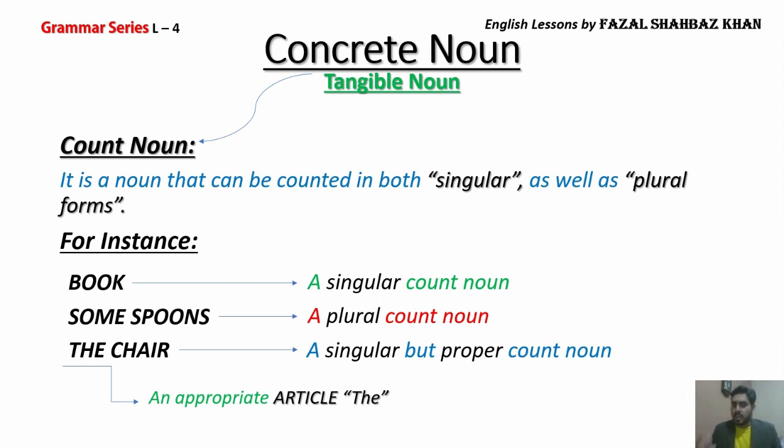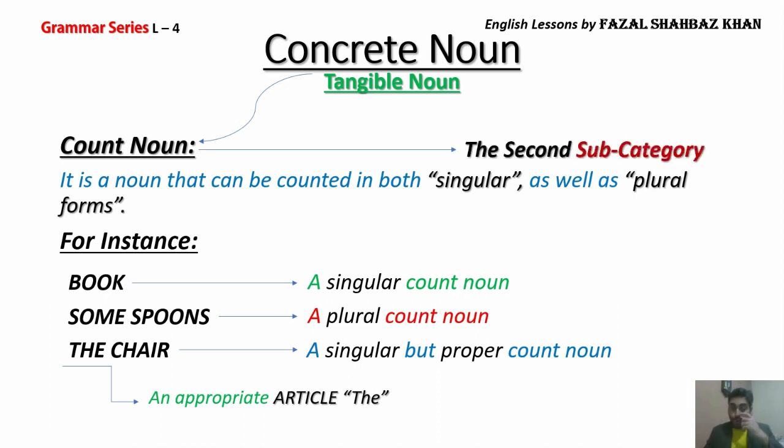So it doesn't matter. Articles are simply the type of determiners that can be attached to any count noun, which can be counted either in a singular order or in a plural order. So this sums up, and that's not to forget the second subcategory of concrete noun.